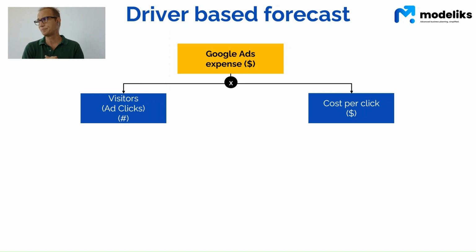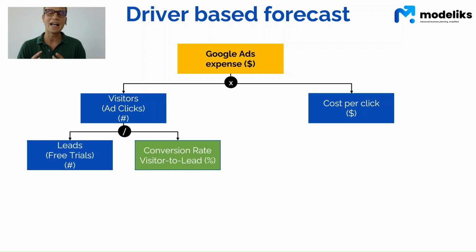with the cost per click. Now, every time a user clicks on our ad that we have posted on Google, that user will be forwarded to our website. He will become a visitor, and we will pay to Google a certain amount of money for that visitor or for that click. But now we should go deeper and define and calculate the number of visitors that we can expect based on two different drivers or two different variables, and those are the number of leads divided by a conversion rate from a visitor into a lead.